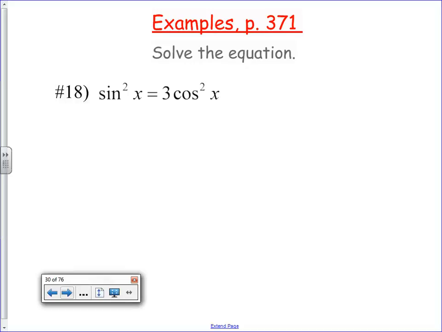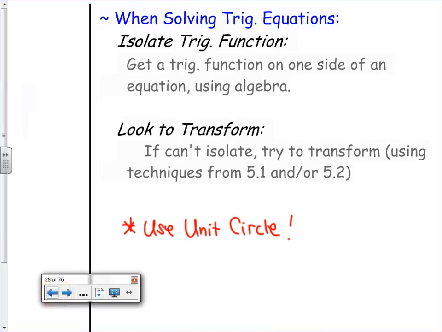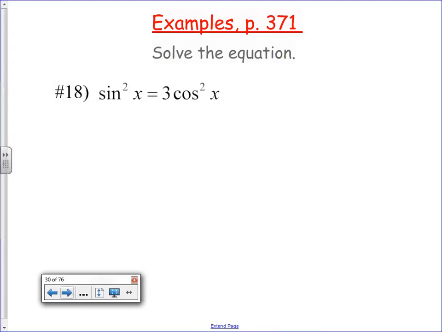Because, do I only have one trig function or do I have more than one? How many do I need to solve? I need just one. So hold on. Can you guys go look at the steps real quick that we wrote down? Step 1 said, get the trig function alone, or if you can't, try to use identities and transform stuff. And eventually we have to use the unit circle. Can we get one trig function all by itself?